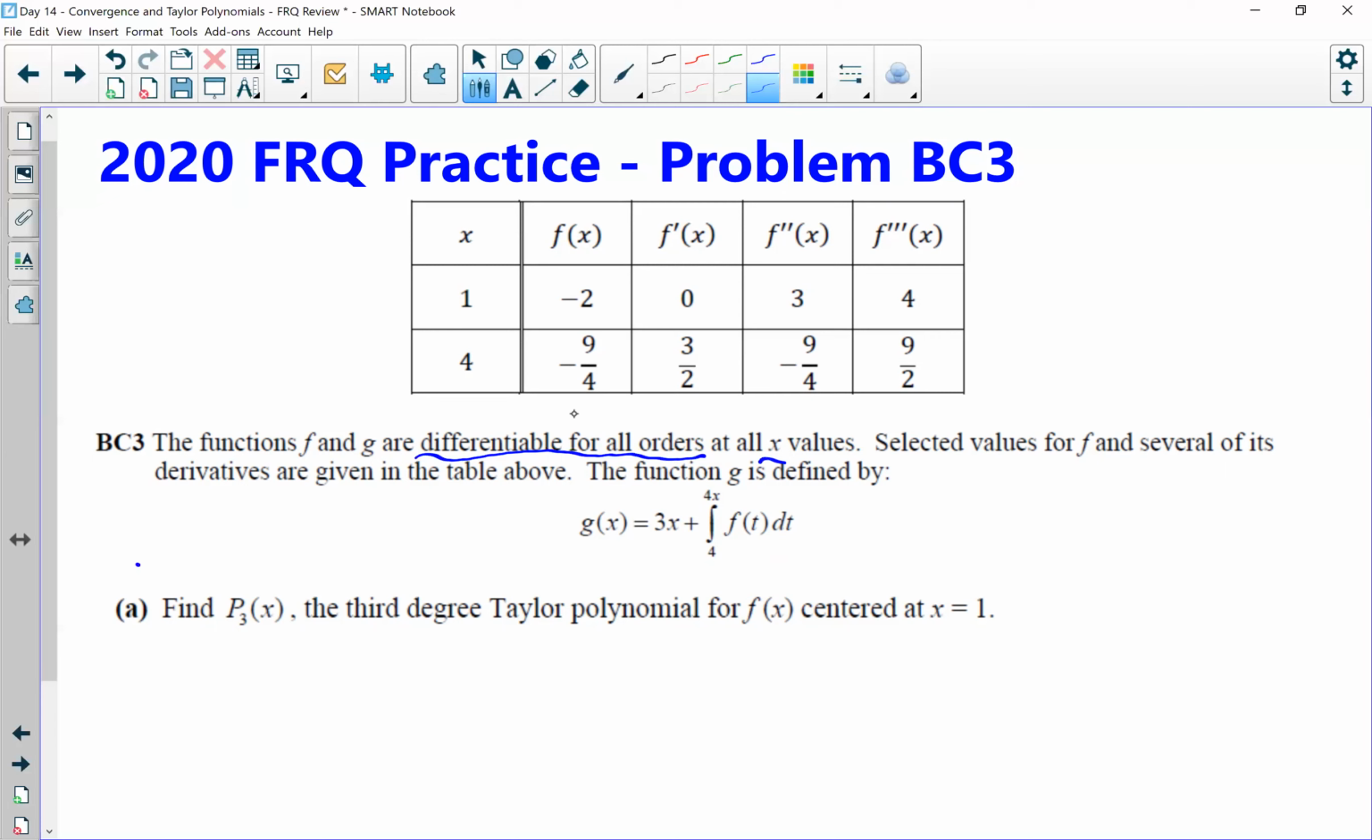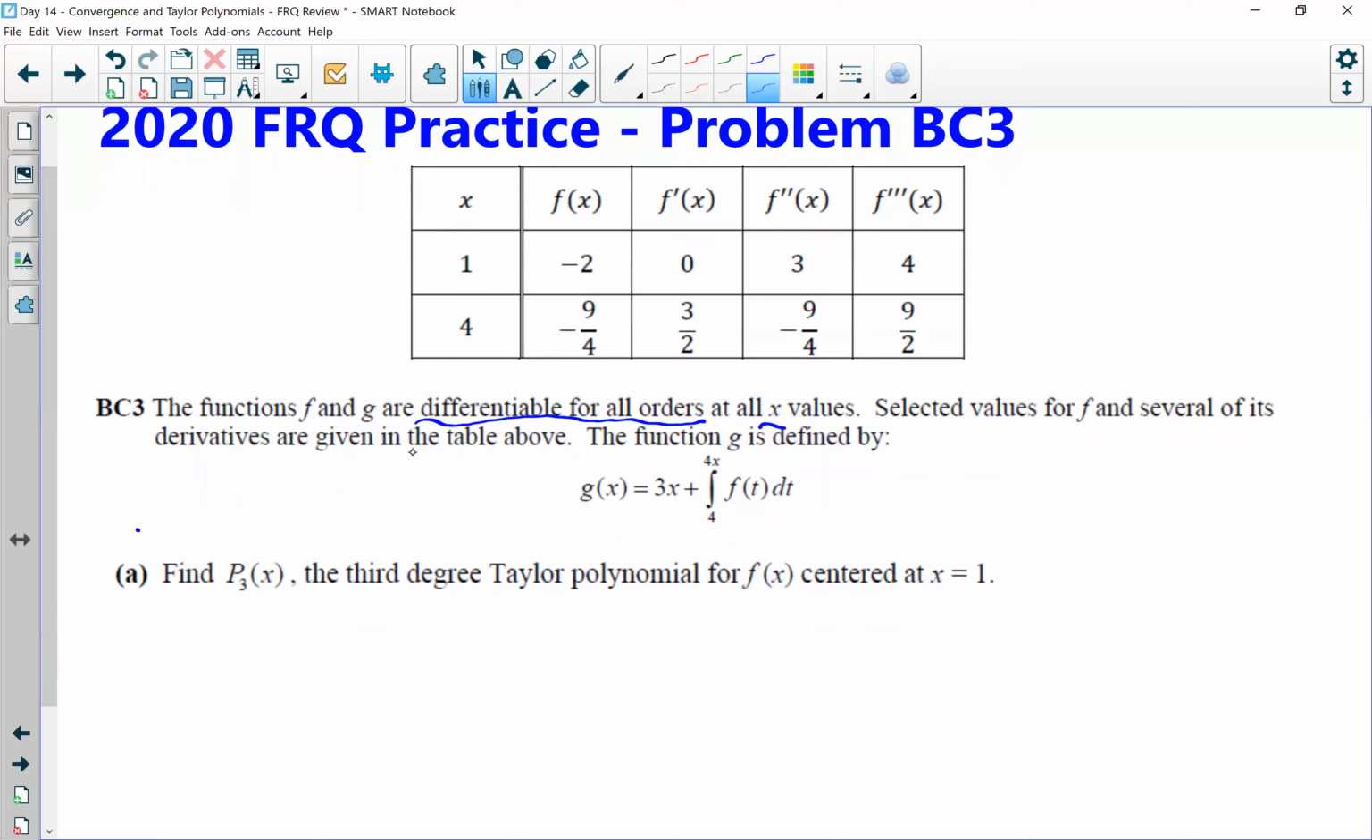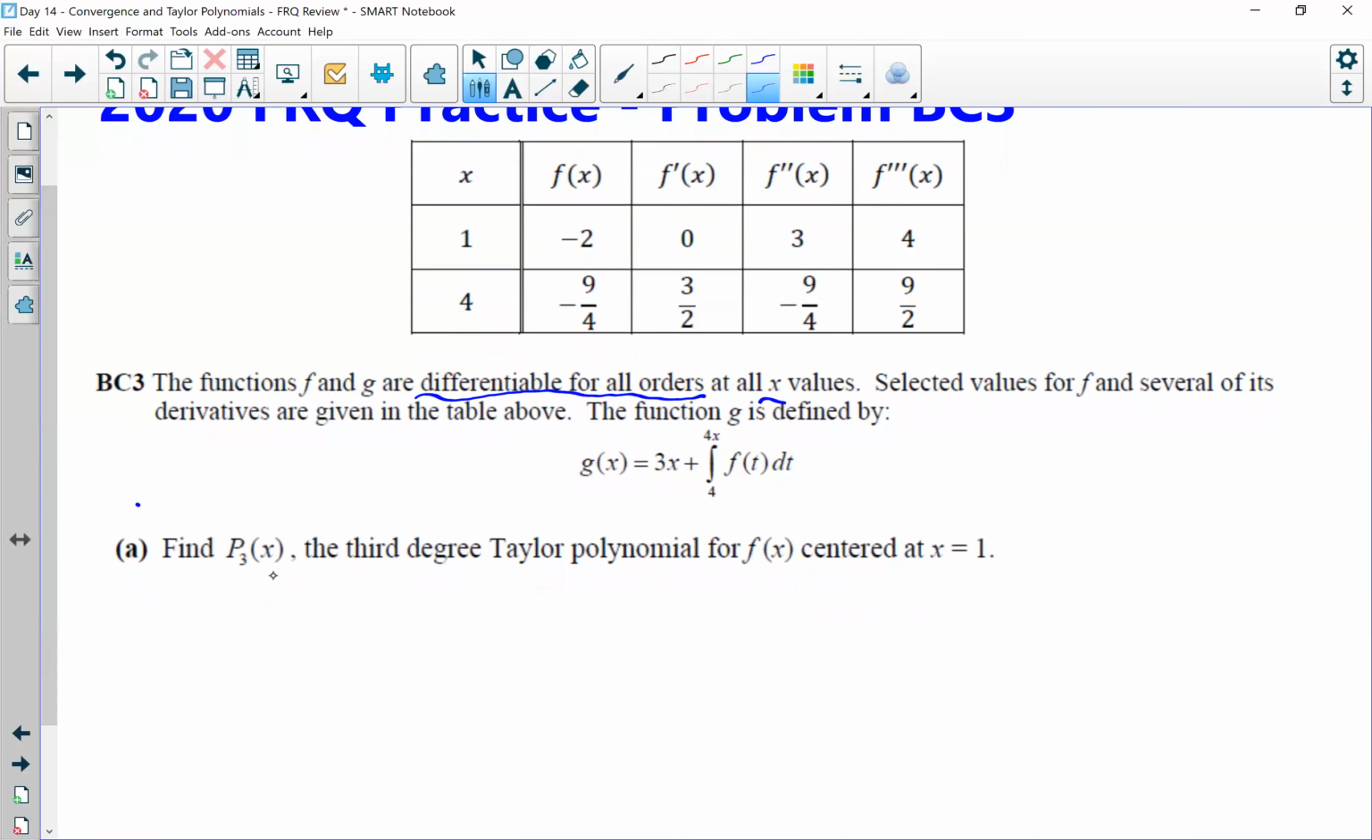It tells us that the values for f and several of its derivatives, which we can see here, are given in the table above. And then it tells us that the function g, this other function they mentioned, is given by g of x is 3x plus the integral from 4 to 4x of f of t dt. Part A says find p sub 3, the 3rd degree Taylor polynomial for f, centered at x equals 1. Before you jump into these problems, organize your thoughts, right?